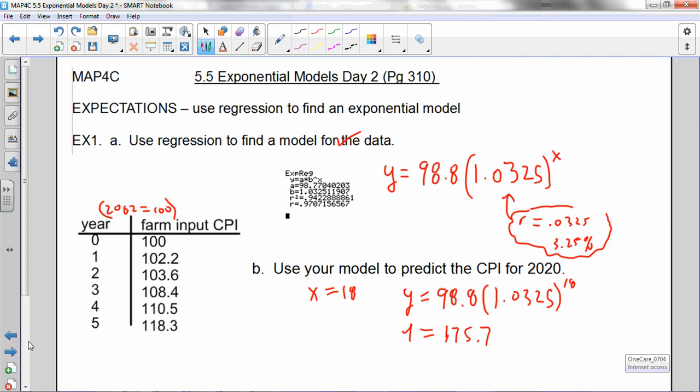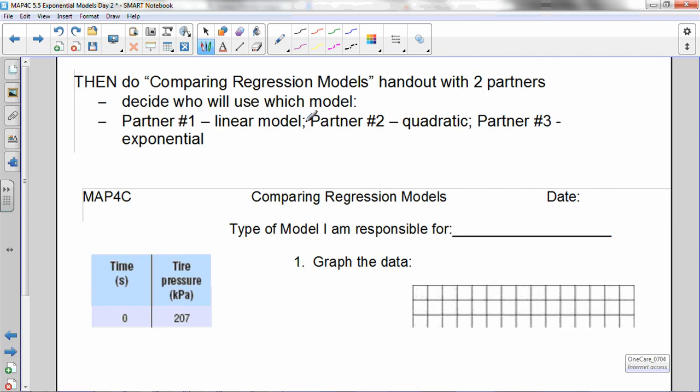Okay, a little word before you get into the homework about the activity I want you to do. There's a handout in your package called Comparing Regression Models. You need to find two partners, and hopefully that'll work out. Partner 1 is going to do a linear model, partner 2 is going to do a quadratic model, and partner 3 is going to do an exponential model. You just follow the instructions for that model. So if you're doing the quadratic model, you'd write quadratic here, your partner 2, and then you go through the exercise as if you're going to model it with a quadratic. And this is actually the last thing we're talking about in this unit, deciding if a situation is linear, quadratic, or exponential. Homework is on the TI-83, and the activity is with two partners.